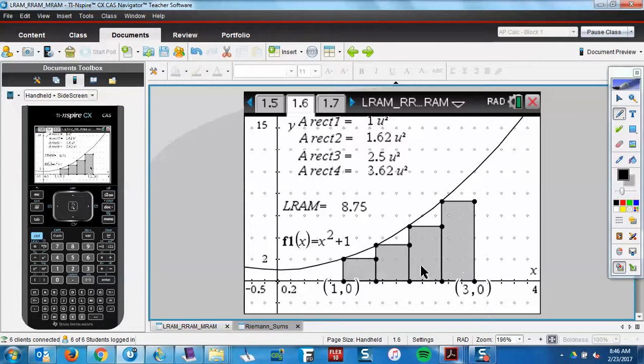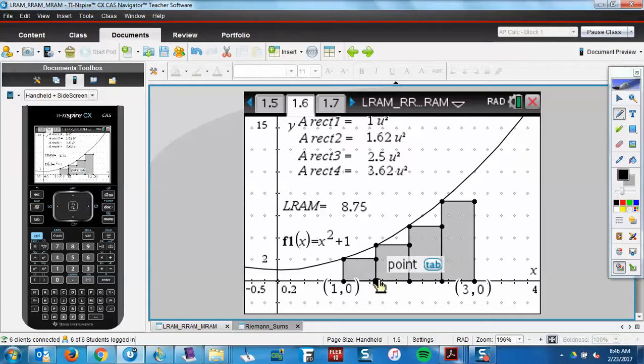So there's 4 left rectangles here. We got a distance from 1 to 3 that's 2. So how wide is each rectangle? Well, each rectangle is going to be half, 2 divided by 4. So you're going to have 1 to 1.5, 1.5 to 2, 2 to 2.5, 2.5 to 3. So they're going to be a half wide, and then this one is how tall? Well, at 1, if you plug that into the function, 1 plus 1 is 2. So this is 2 tall, half wide, 2 times a half is 1.